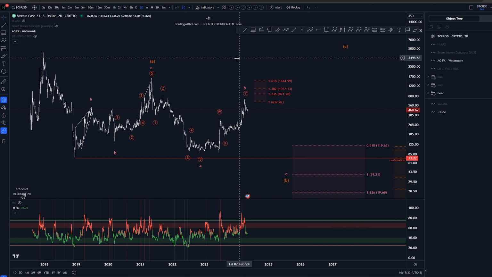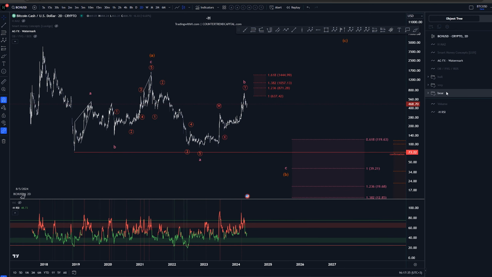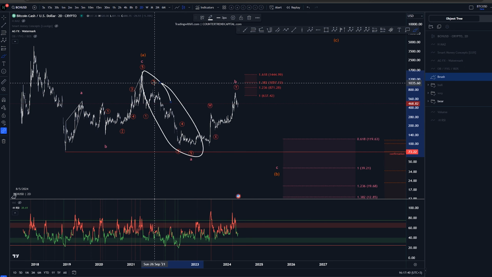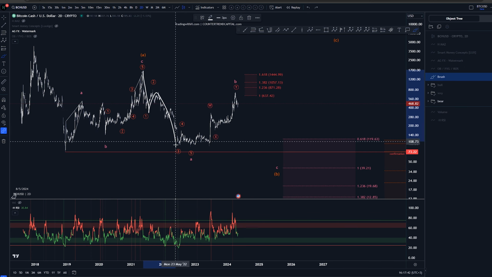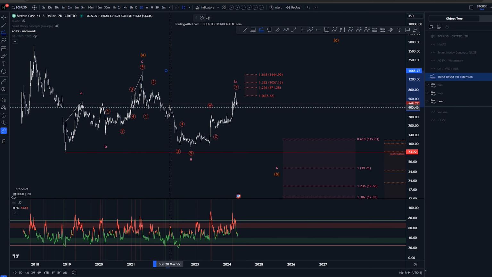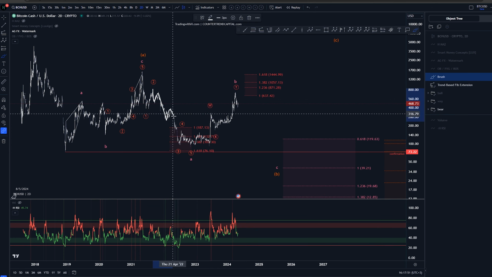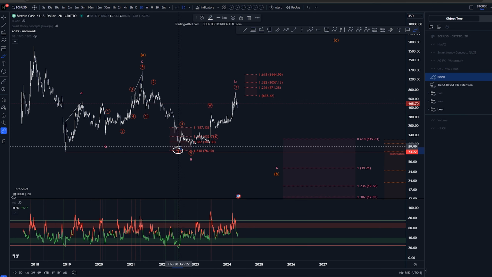Now, here's the bear count, or why it is a bear count. This structure coming down can be labeled multiple ways, either 1, 2, 3, 4, 5. Why it can be labeled like that is just the extensions. It is looking like a potential 1, 2, 3, 4 and an extended 5th to create that third wave.